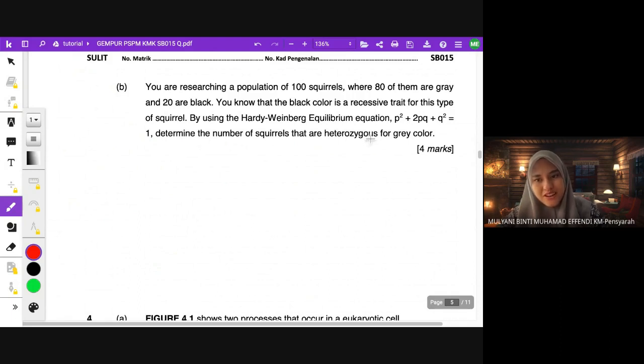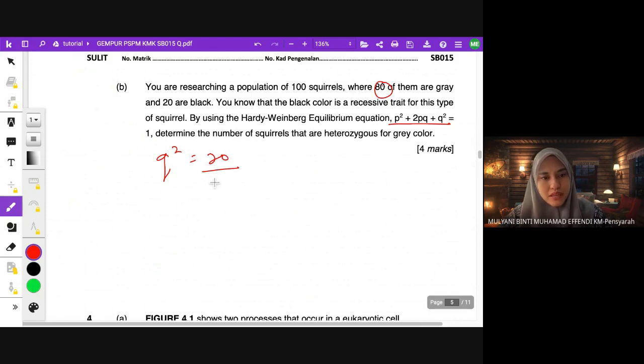Okay, so next you are researching 100 squirrels, so 80 of them are grey, 20 are black. Determine the squirrels that are heterozygous. So you have to determine berapa bilangan heterozygous for grey colour. Okay, so dah diberi ini formulanya. So kamu kena cari nilai Q lah. So nilai Q, yang 80 ni adalah grey, sorry. So 20 adalah yang black.